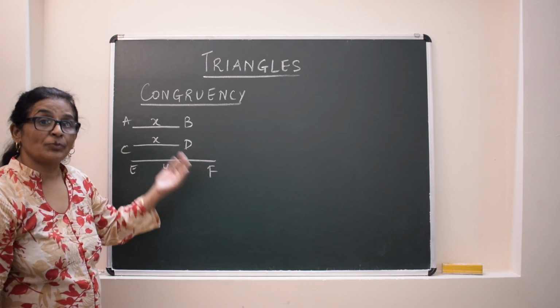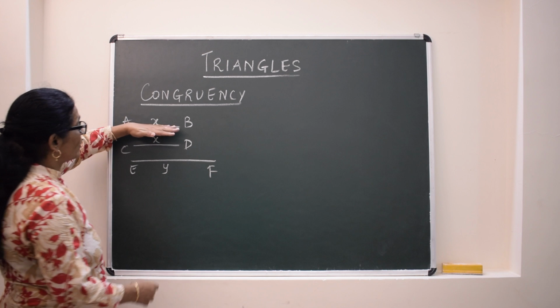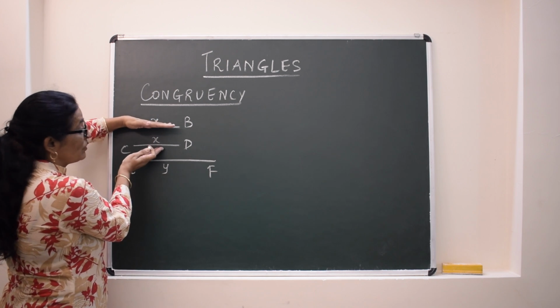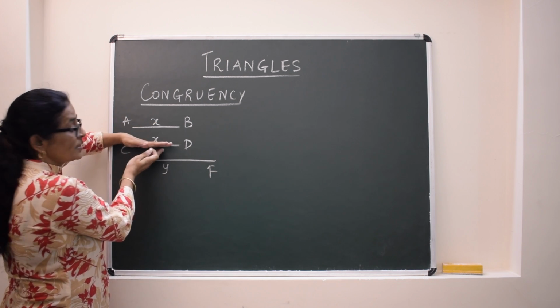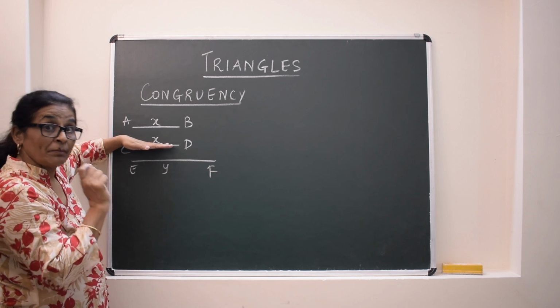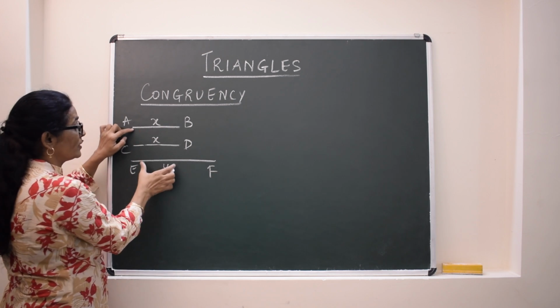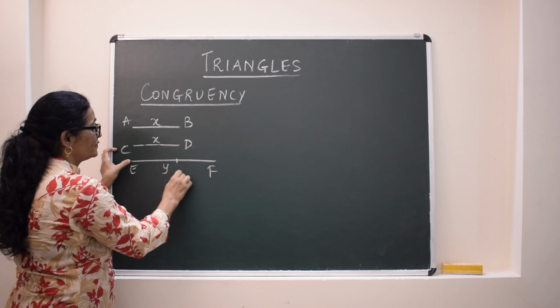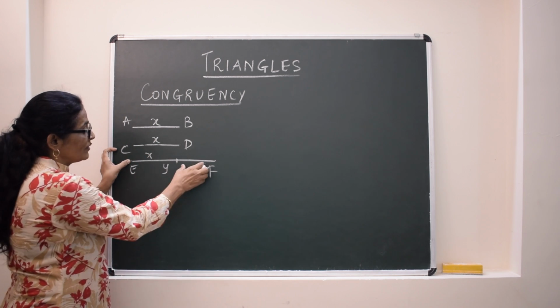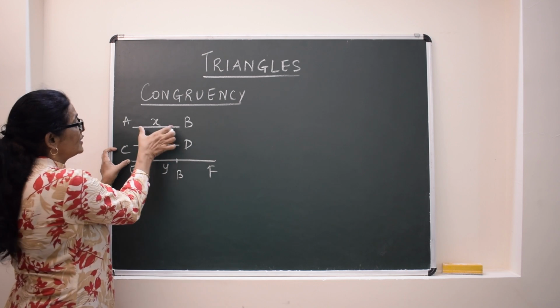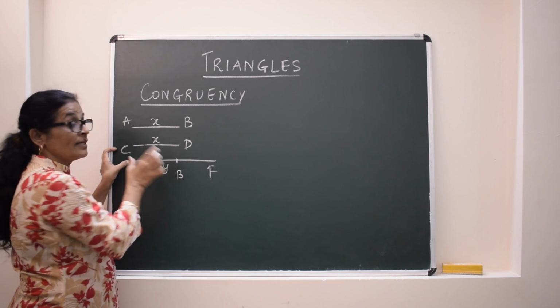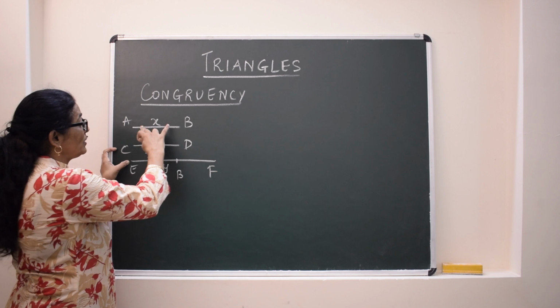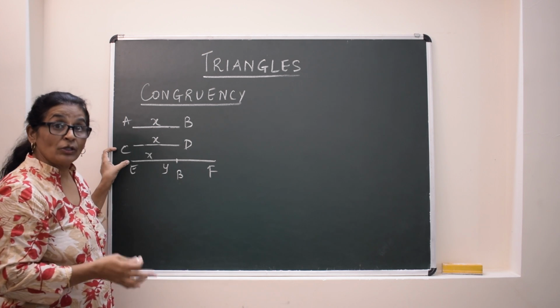And one more concept is there. If we overlap or superpose AB on CD, AB will cover CD completely. But if you keep AB on EF, it will come till X only, and BF is left out. It means AB is not covering EF fully. So AB and EF cannot be congruent.